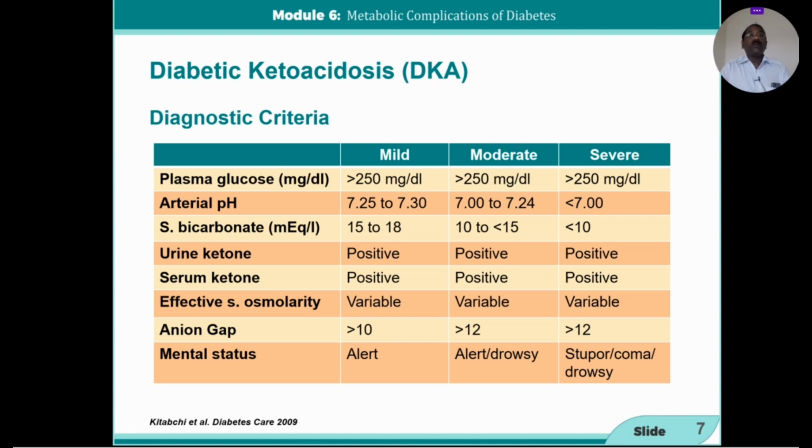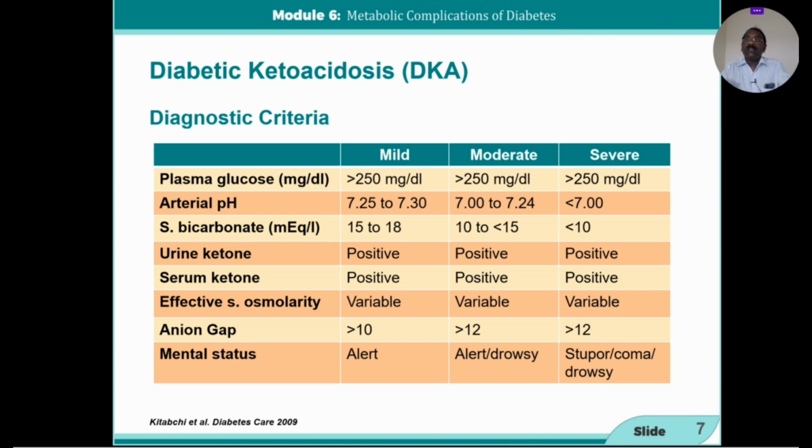And what about the urine ketone bodies? They will be positive. So don't think that 1 plus is mild, 2 plus is moderate, or 4 plus is very severe. Even 1 plus can be severe. Usually our thinking is in severe DKA, urine ketones will be 4 plus, and just positive means mild DKA. It is not like that. So the severity depends on other factors, not on urine ketone bodies.